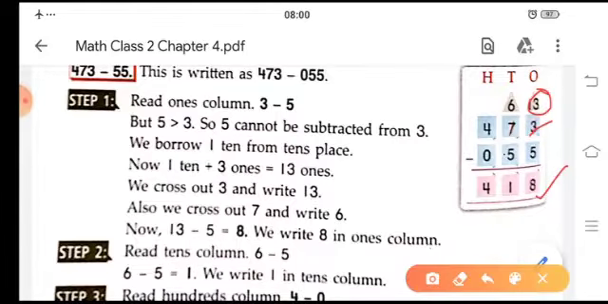So how many are left here? Because 1 is removed from here, it becomes 6 tens. So cut this 7. Now 6 minus 5, we get 1. And what is left here? 4 at hundreds place. 4 minus 0, 4. So by subtracting 55 from 473, we'll get 418. Got it, children?